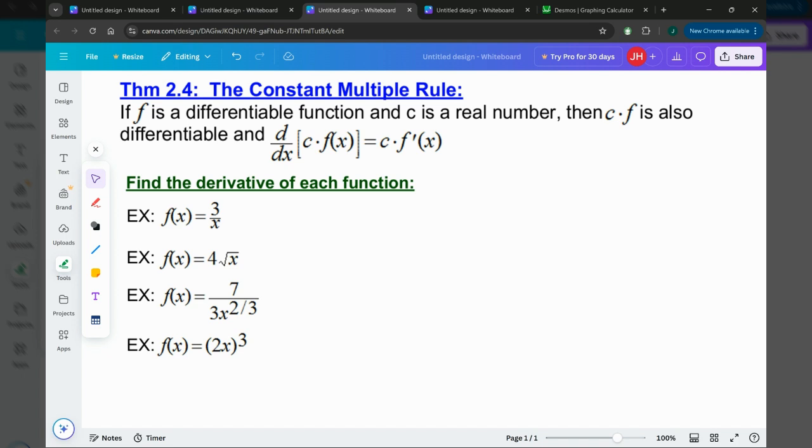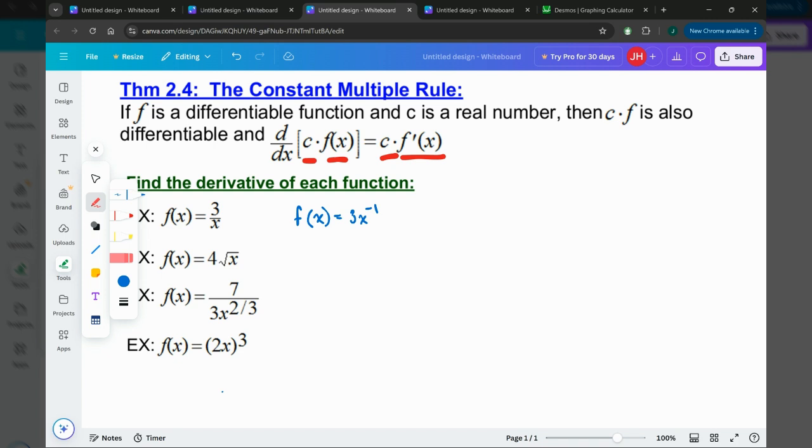Okay. Now, we're also going to talk about this constant multiple rule. What happens if I take a constant times a function? Well, you're going to take the constant times the derivative. So, for example, we've got some problems here. In the homework I give to the kids, it always says, rewrite your function so it's a number times x to a power. In this particular problem, it would be 3 times x to the negative 1.